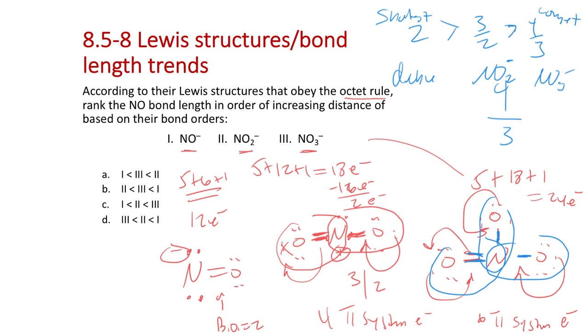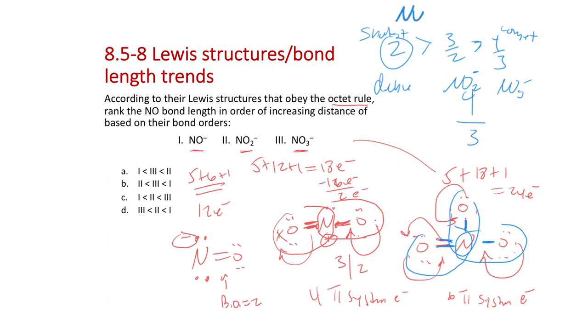Because we're getting closer to single. Bonds are shorter the more electron pairs they have shared between the nuclei. And so in terms of increasing length, we're going to have NO minus is the shortest, NO2 minus next, and then NO3 minus being the longest. So rank these in increasing order. So it should be 1, less than 2, less than 3.